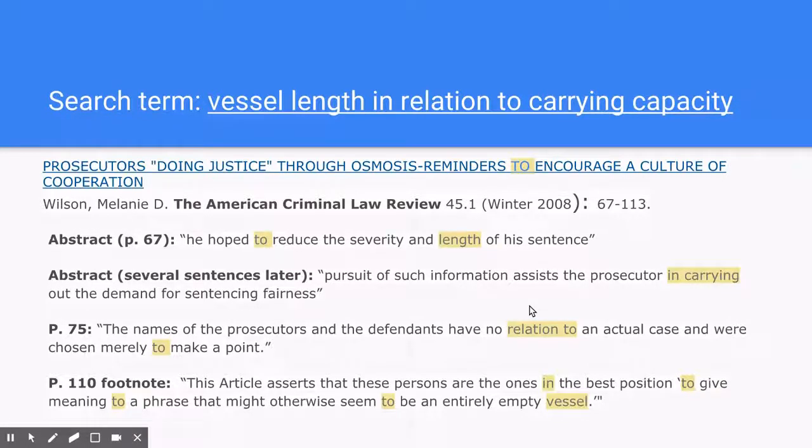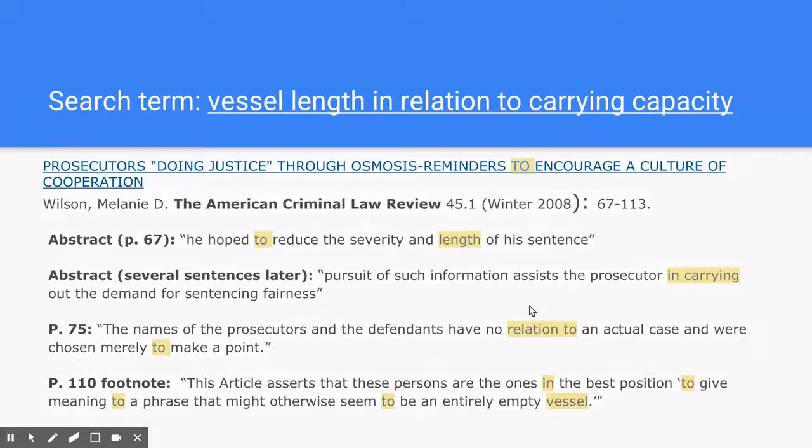But let's take a look at why, for instance, the legal one came up. Look at page 67, the word length is there. Several sentences later, the word carrying. Eight pages later, the word relation. Then on page 110, you see empty vessel there. That's not even being used in any kind of way except as a metaphor, and it's a reference in a footnote. But the reason this very long article in the American Criminal Law Review was retrieved was that, based on what this student had typed in, every word was in there. It just happened to appear all over the place.